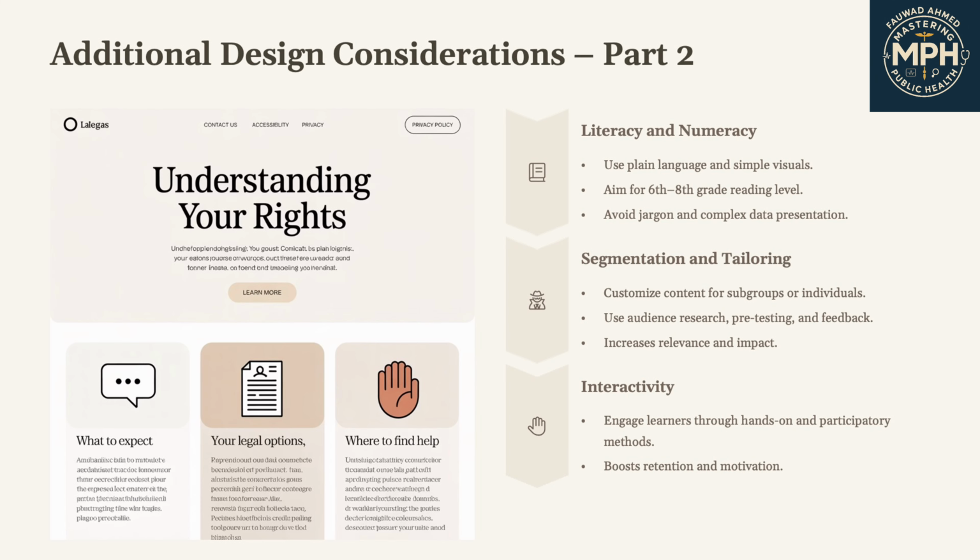Fourth is literacy and numeracy, use plain language and culturally appropriate content. Limit jargon, use visuals, and ensure readability at a 6th to 8th grade level. Fifth is segmentation and tailoring, design for population subgroups or personalize content to individual characteristics. Use audience research, formative evaluation, and pre-testing to guide this.